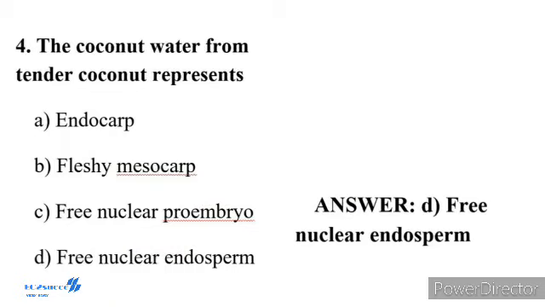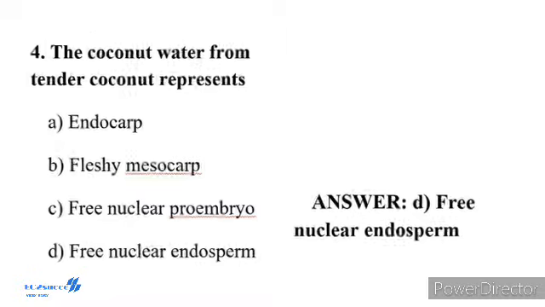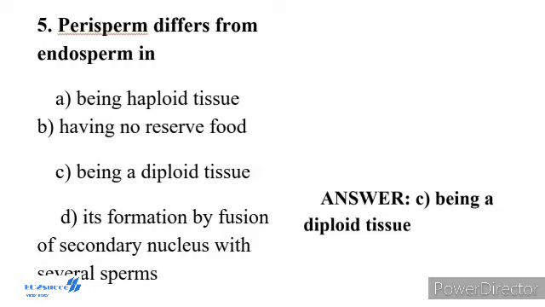Fourth question, the coconut water from tender coconut represents: option A endocarp, option B fleshy mesocarp, option C free nuclear proembryo, option D free nuclear endosperm. So the correct answer is option D, free nuclear endosperm. Fifth question, perisperm differs from endosperm in: option A being capillary tissue, option B having no reserve food, option C being a diploid tissue, option D its formation by fusion of secondary nucleus with several sperms. So the correct answer is option C, being a diploid tissue.